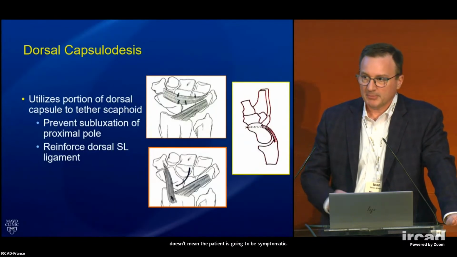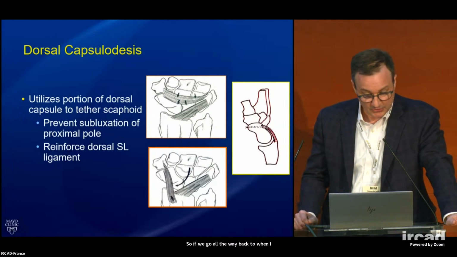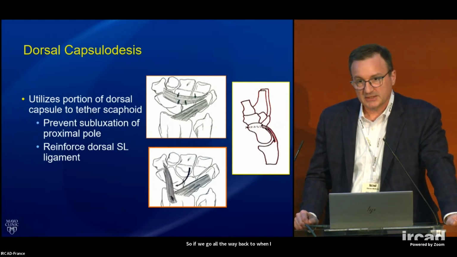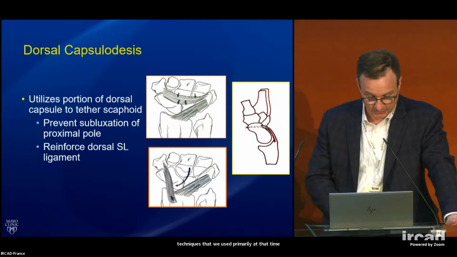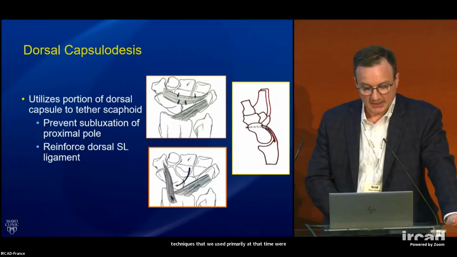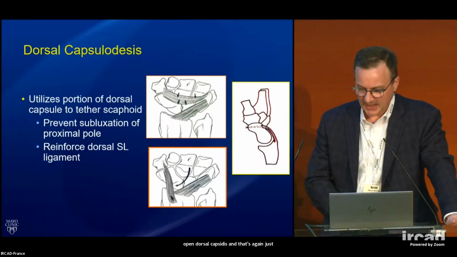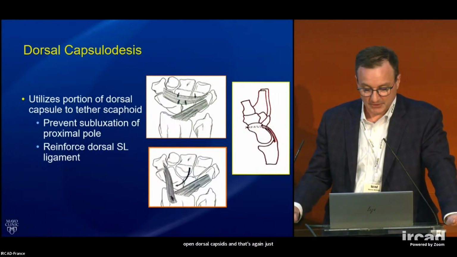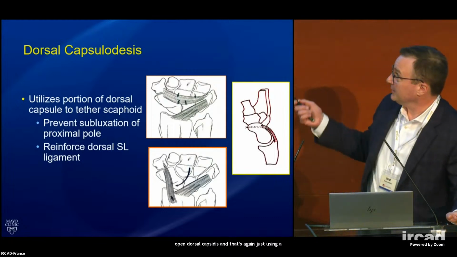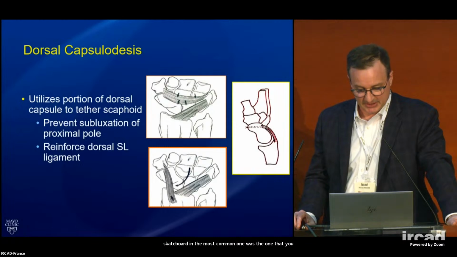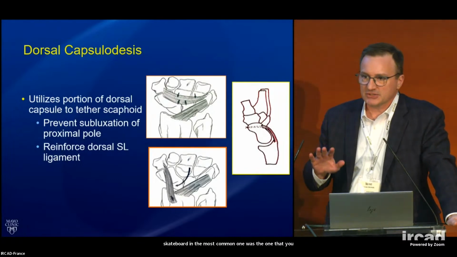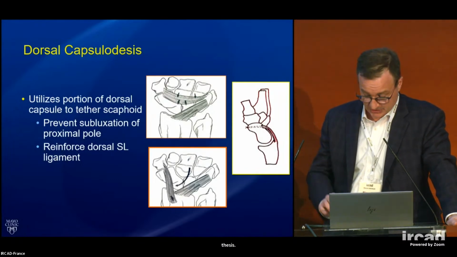So if we go all the way back to when I started, 2003, the techniques that we used primarily at that time were open dorsal capsulodesis, and that's, again, just using a portion of the capsule to control the motion of the scaphoid. And the most common one was the one that you see on the far right, and that is the Blatt capsulodesis. And by definition, that's going to limit wrist flexion significantly.